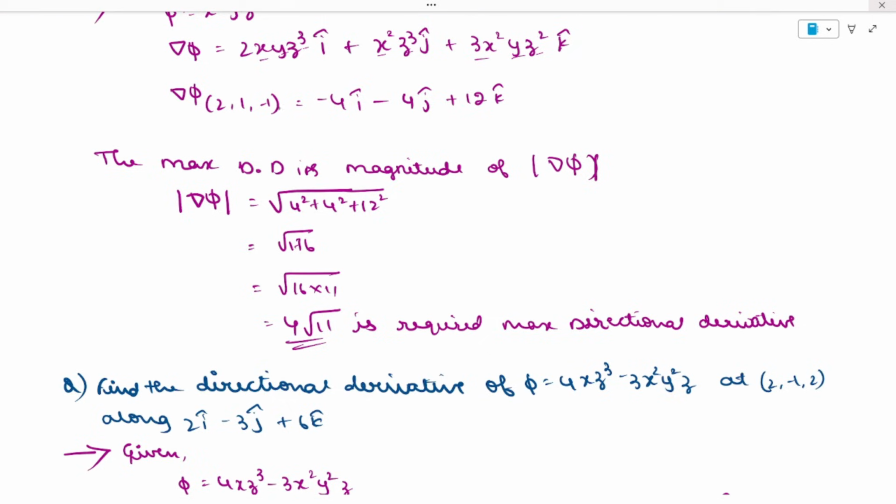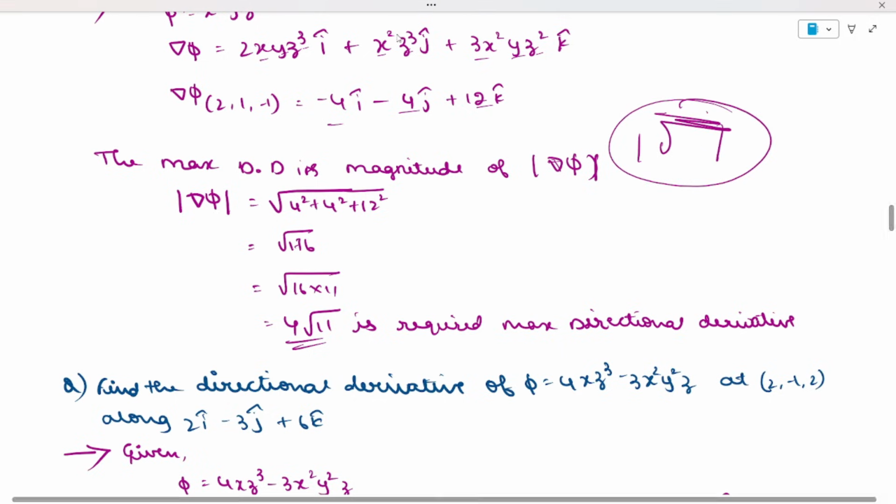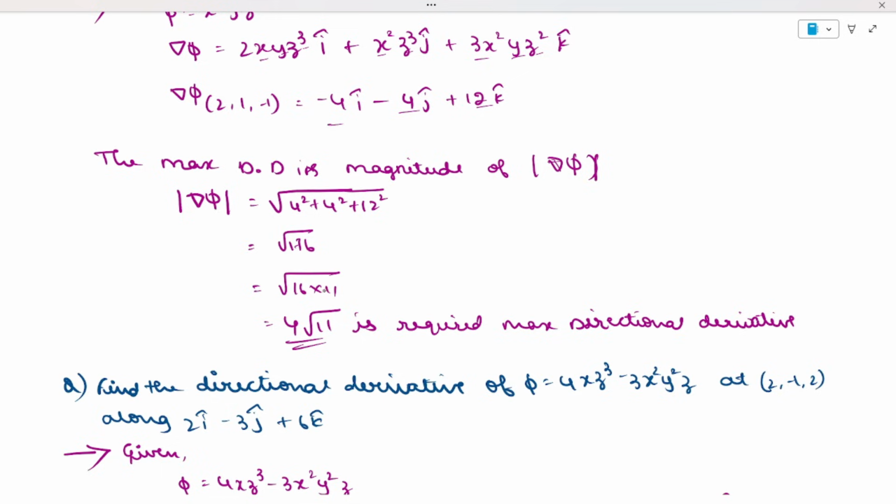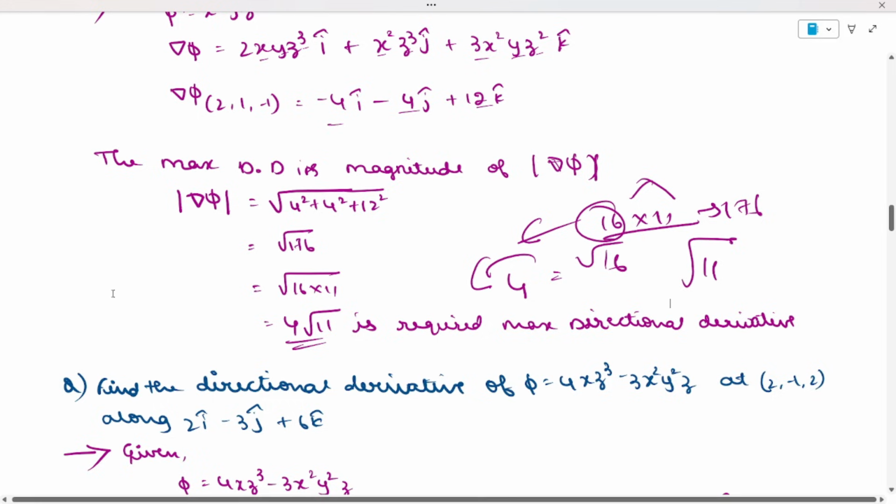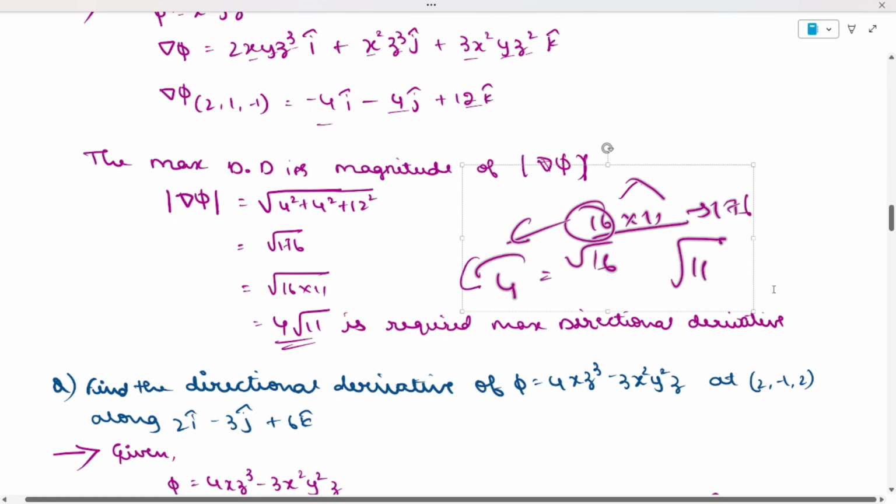Next you have to find out the maximum directional derivative, that is magnitude of gradient phi. Now see here, 4, 4, 12, you have to square that. That means magnitude means finding the value of that particular vector which we have got in the gradient. Now if you take 4 square and 4 square, it will be 16 into 11, which will give you 176. So you have to split it as it is. Next, if you bring out this 4, square root of 16 is what, 4. So you will bring it out, and the remaining will be root 11. Here you can keep it. I hope you understood this step, how to do.